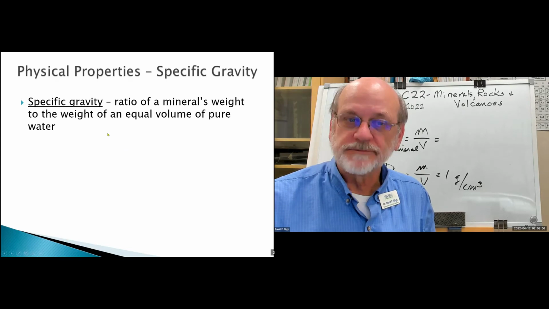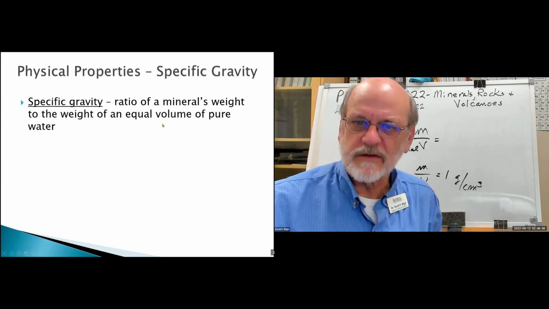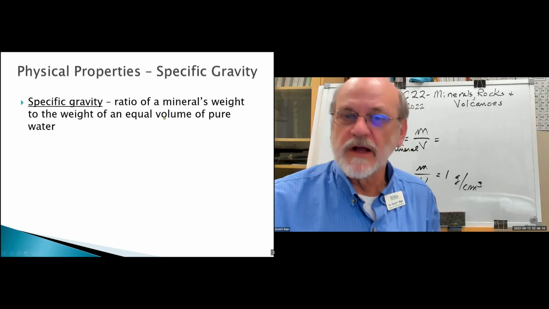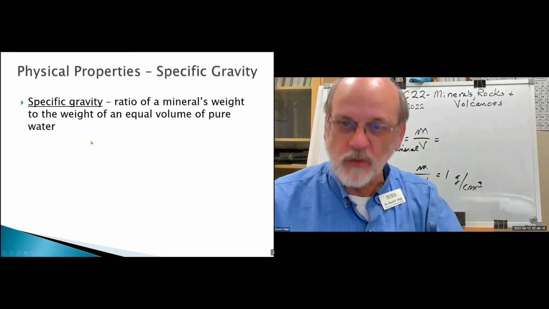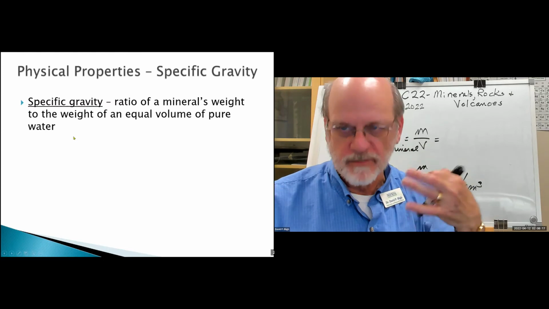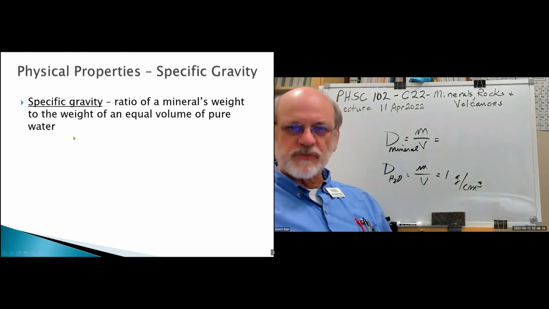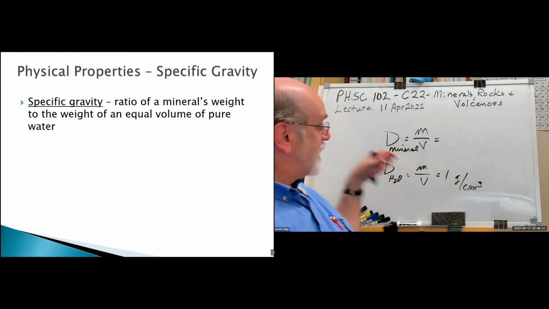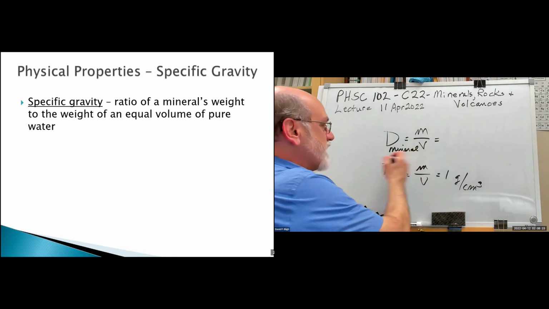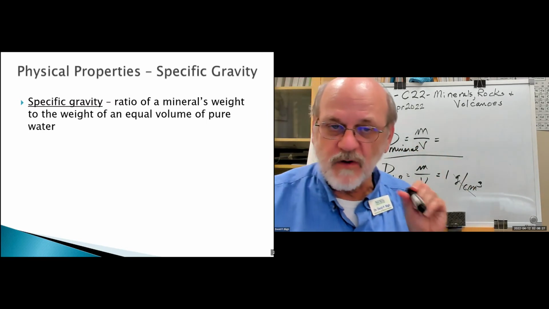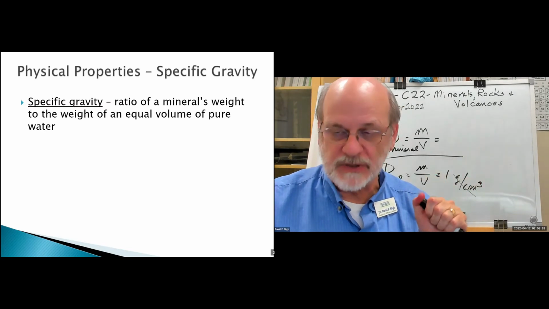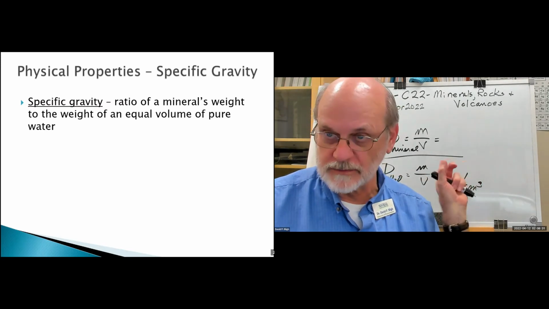It's the ratio of the weight of the mineral to the weight of an equal volume of pure water. So specific gravity is a ratio of these two values, right? The units cancel. Specific gravity is a dimensionless number because it's a ratio.